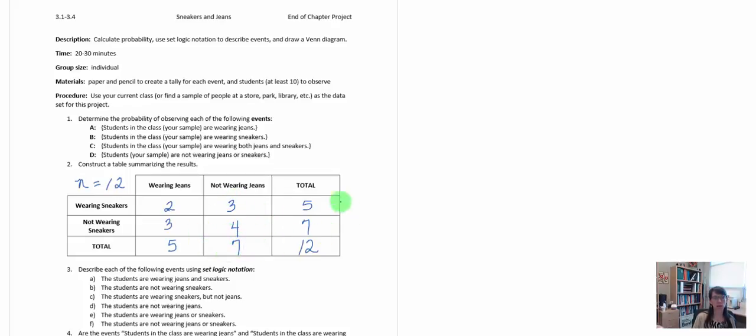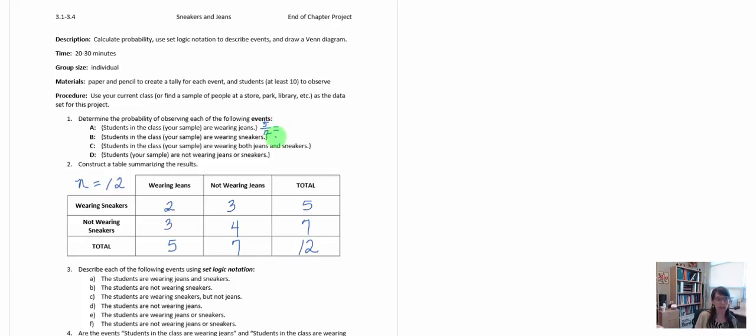So now that we have all of the numbers filled into the table, we can go back to question 1 and look at each event and determine the probability of observing each of the following events. For number 1, the event is students in the class, or whatever your sample is, are wearing jeans. So you're starting out with a fraction. How many people out of the total are wearing jeans? So we had 5 out of the 12 students. So that would make 5/12.